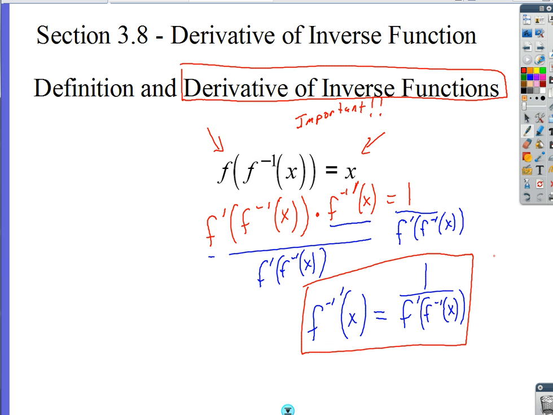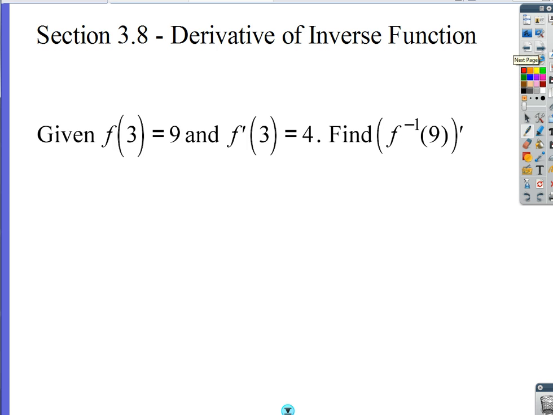So how is it used? Great, glad that you asked. Here's a quick example. Given that f of 3 is equal to 9 and f prime of 3 is equal to 4, find f inverse prime of 9. Well, I have that relationship that I just figured out. So f inverse prime of 9 is equal to 1 over f prime of f inverse of 9. That seems easy enough. But they don't give me f inverse of 9.